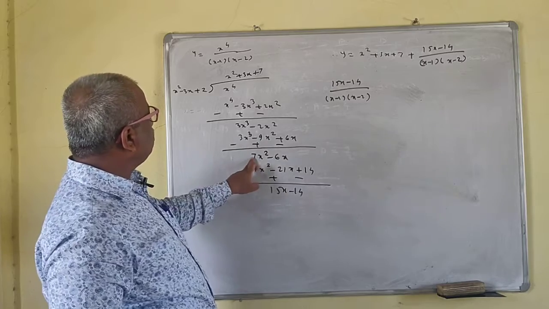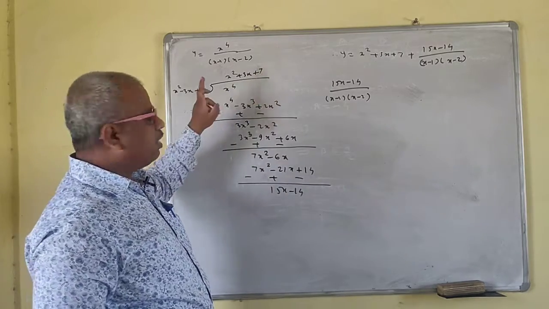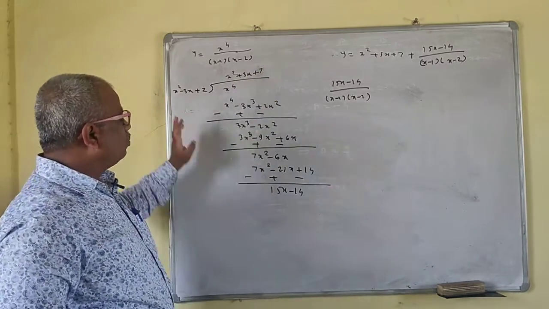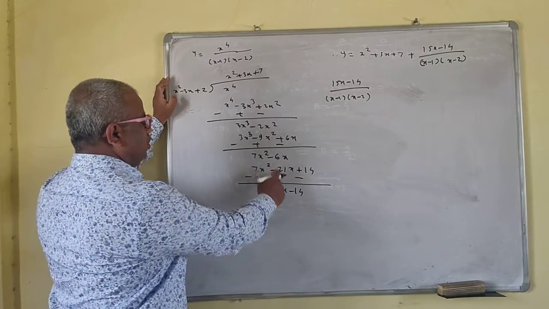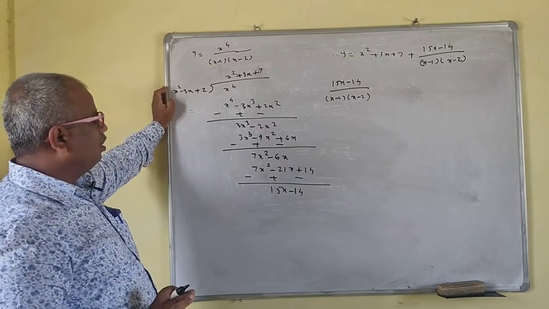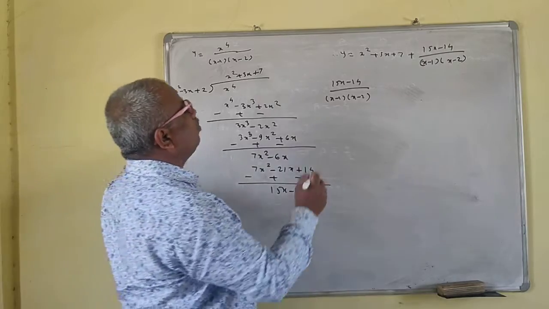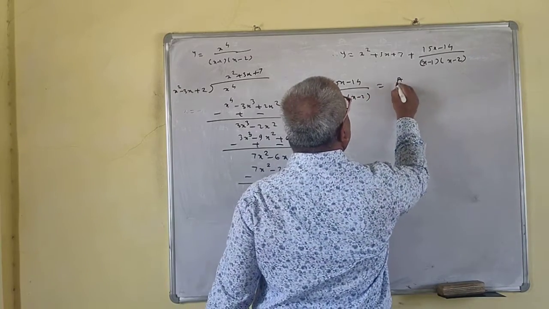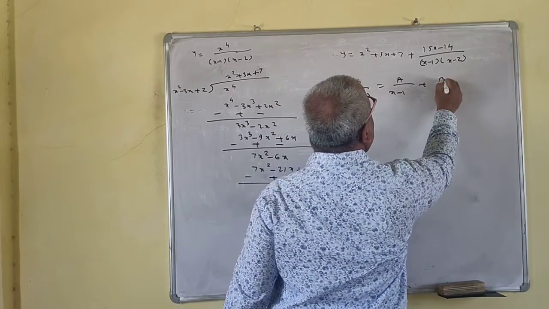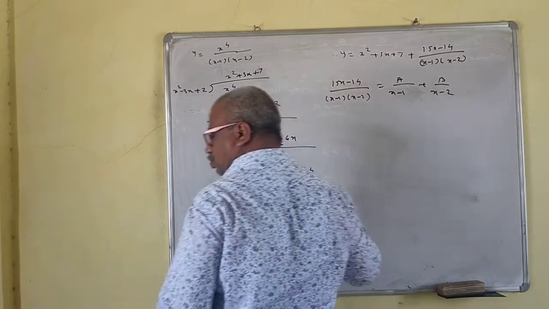Then you don't want 7x square. So if you multiply by 7, you get 7x square cancelled. So this is what then plus 15x minus 14. This is okay now. Okay. So now this is what a upon x minus 1 plus b upon x minus 2.